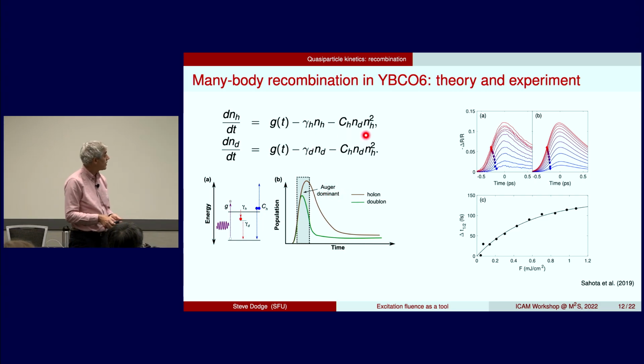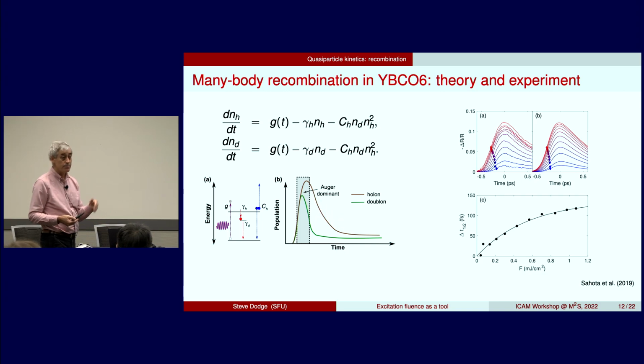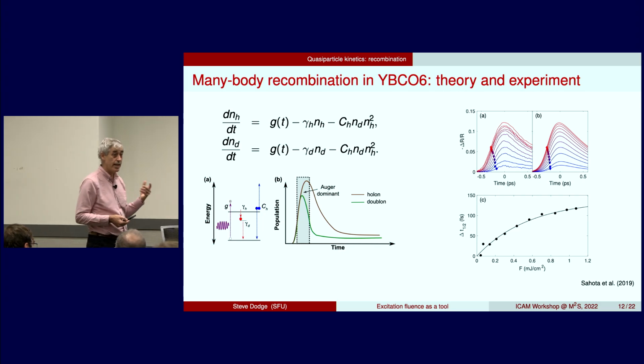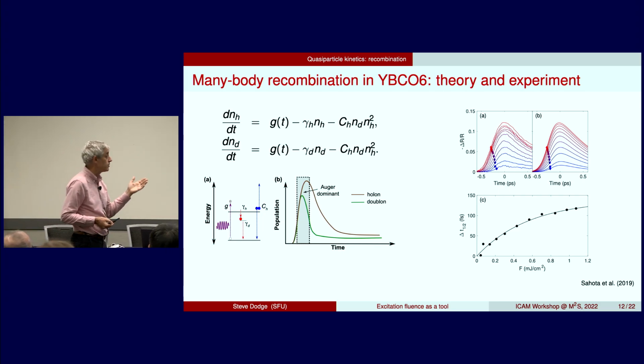So the initial Auger recombination rate represented here in these rate equations will grow and shrink, but it only lasts as long as the pulse lasts. The minute the pulse goes away, most of your doublons have trapped, and what you're observing is essentially the holon decay rate. It's a single-particle decay rate, and so it's independent of fluence.